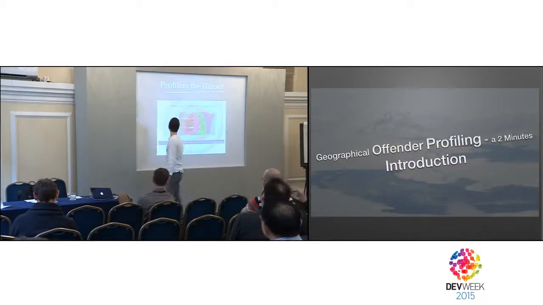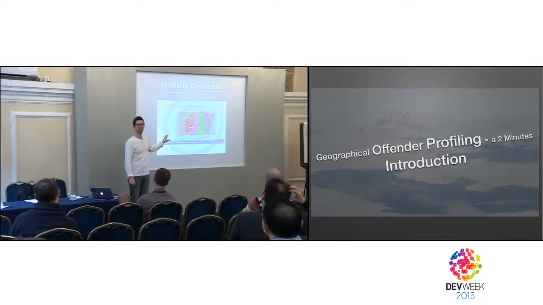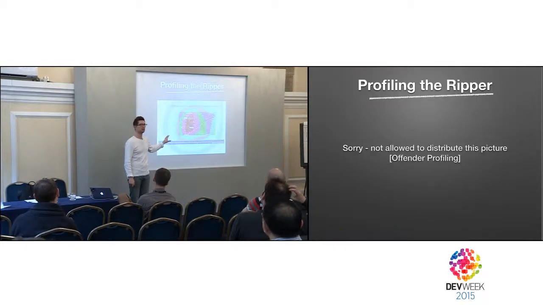I hope you can see this. It's really not the best resolution on the screen, sorry. But this is 19th century London, the Whitechapel area, not very far from here. And you see those blue dots here? Those are the crime scenes of the Ripper.